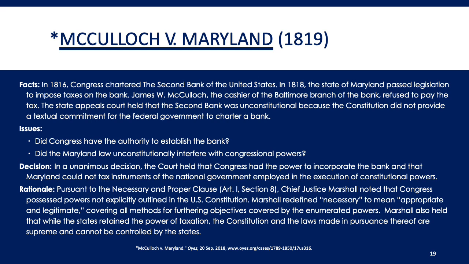case, Congress creates the second bank of the U.S. and Maryland imposes taxes on the second bank of the U.S. Right? They chartered the second bank of the U.S. Because before this establishment, the individual state banks were creating their own currency and having their own policies.